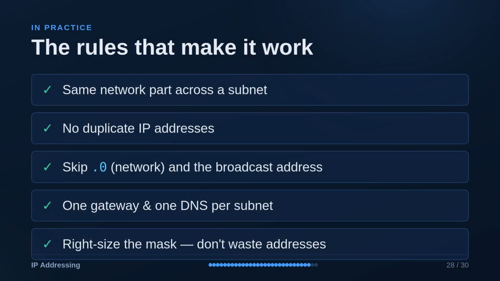When you actually assign addresses, follow these rules. Keep the network part identical on a subnet. Never reuse an address. Skip the network and broadcast addresses. Give every host the same gateway and DNS. And always match the mask to the real size you need.